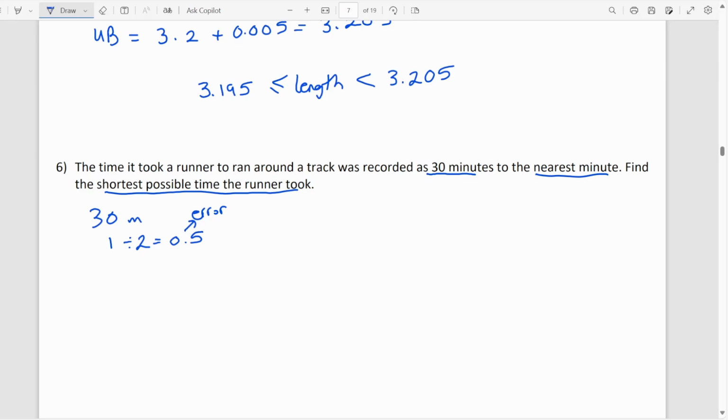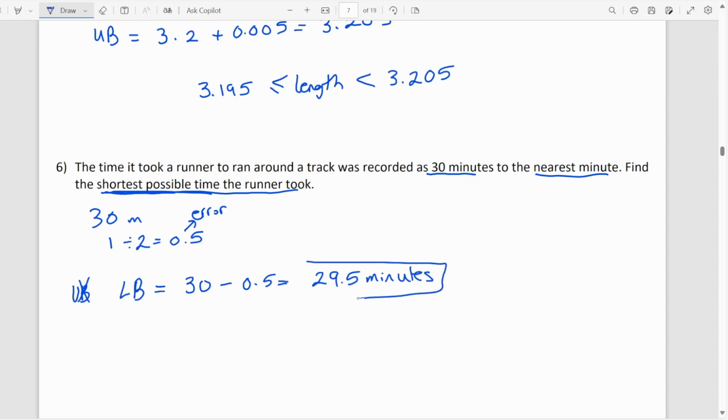Now, here's the thing. We want the shortest possible time, okay? The shortest possible time is definitely not the upper bound. It would be the lower bound, okay? We want the lower answer. So, to find the lower bound, we're going to write 30 minus the error. And so we get 29.5 minutes, okay? So this is the shortest possible time, or the minimum time, which is basically the lower bound. Okay, now let's take a look at some exercises.